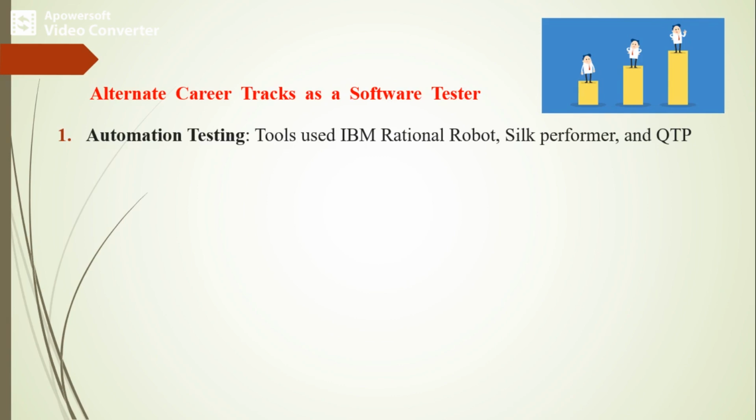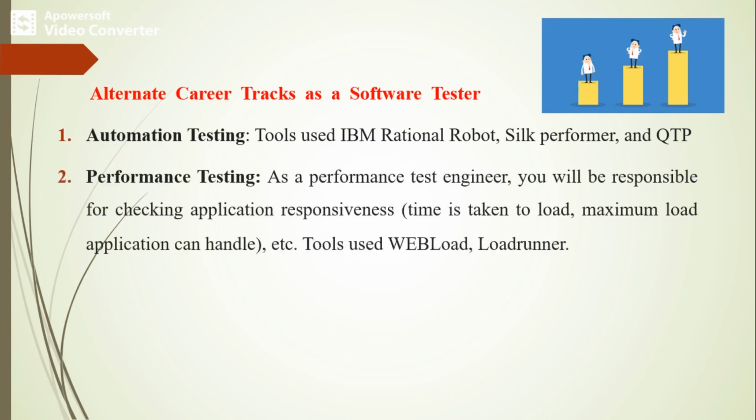Some of the examples are IBM Rational Robot, Silk Performer, and QTP. These are some of the automated tools based on your requirement. They are going to use their software testing tools. Each and every company, the testing tool will vary. So based on their requirement, they design their tools and then they test their products. Okay, that is what we call automation testing.